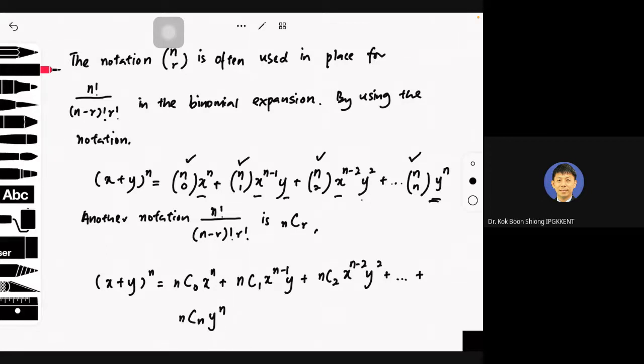So as you can see from here, n choose 0 times x to the power of n. So this is another way of writing the general formula. n choose 1, n choose 2, and then n choose n. Okay, so this is another way of writing the formula for binomial.